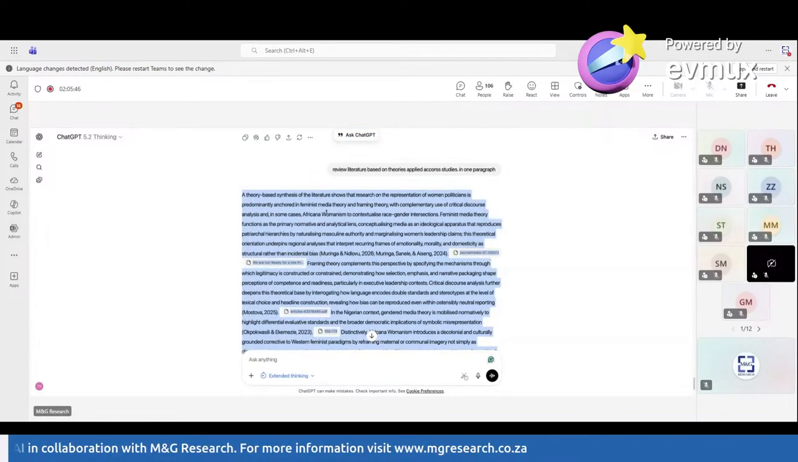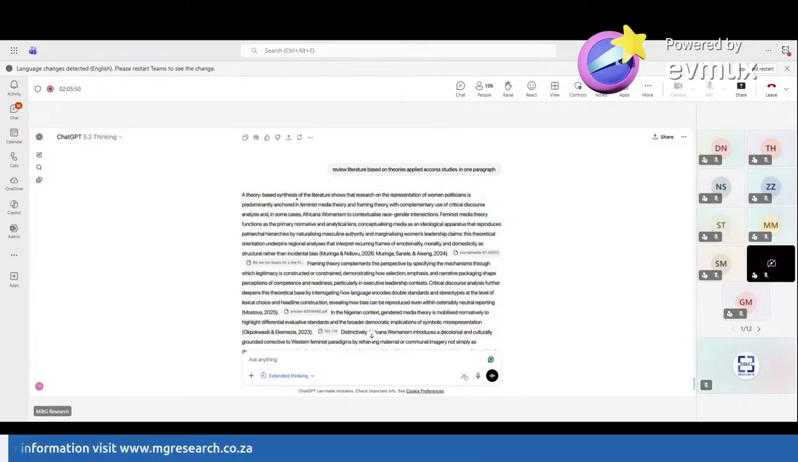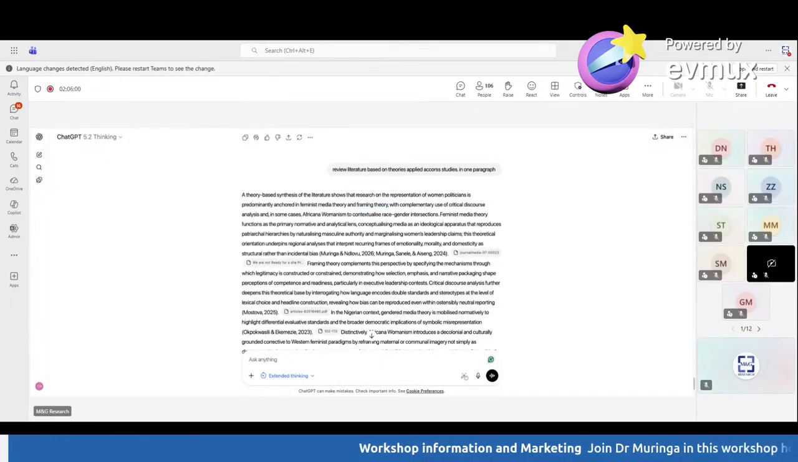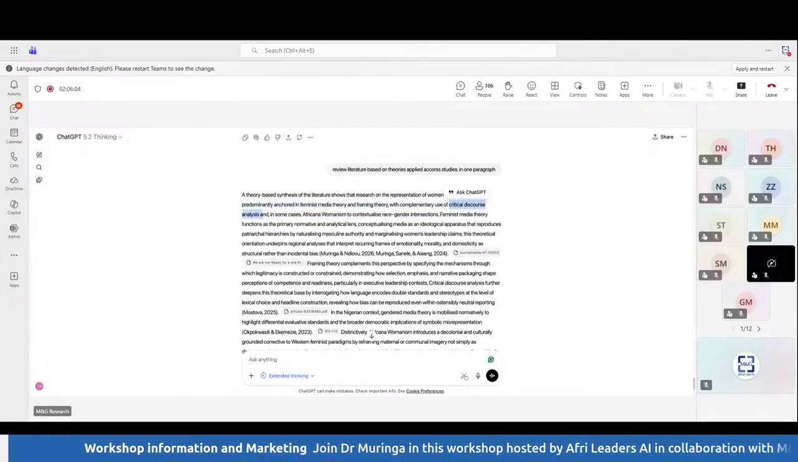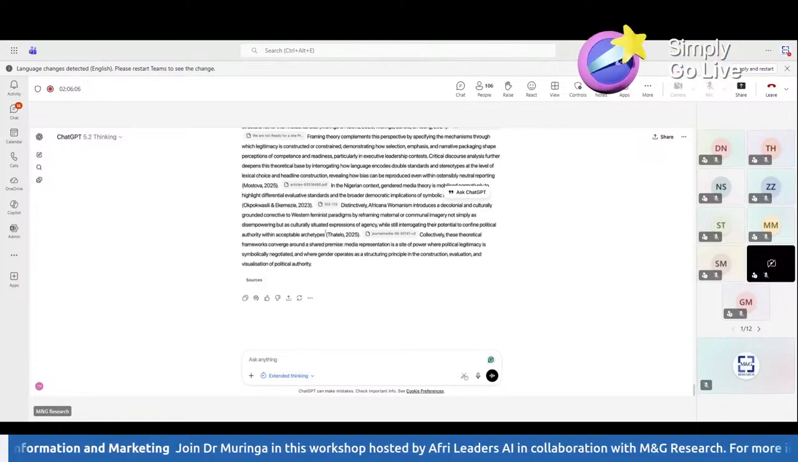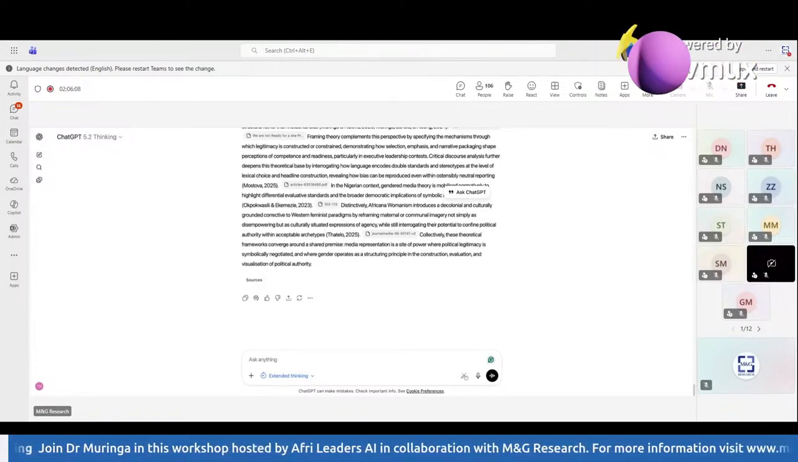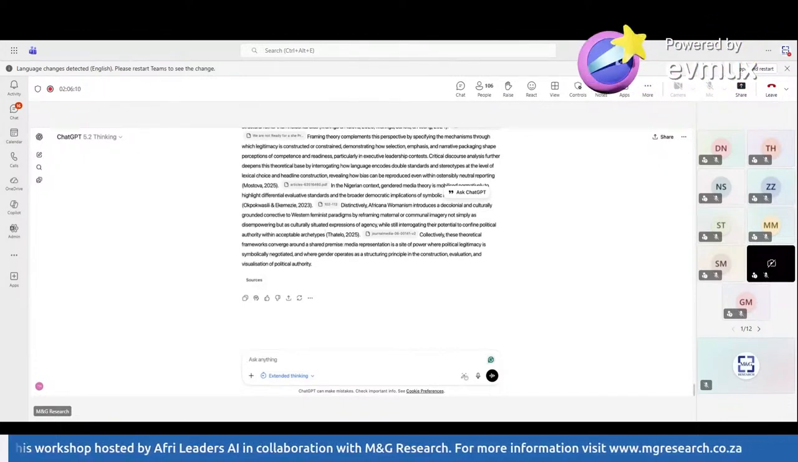So you can do that for all the studies, and you can actually choose to group all studies that focus on feminist theory, right? Or group all studies that focus on framing theory, right? Or group all studies that focus on framing and critical discourse analysis as it pertains to the reporting of women leaders. Colleagues, this is what we regard as a synthesized literature review.